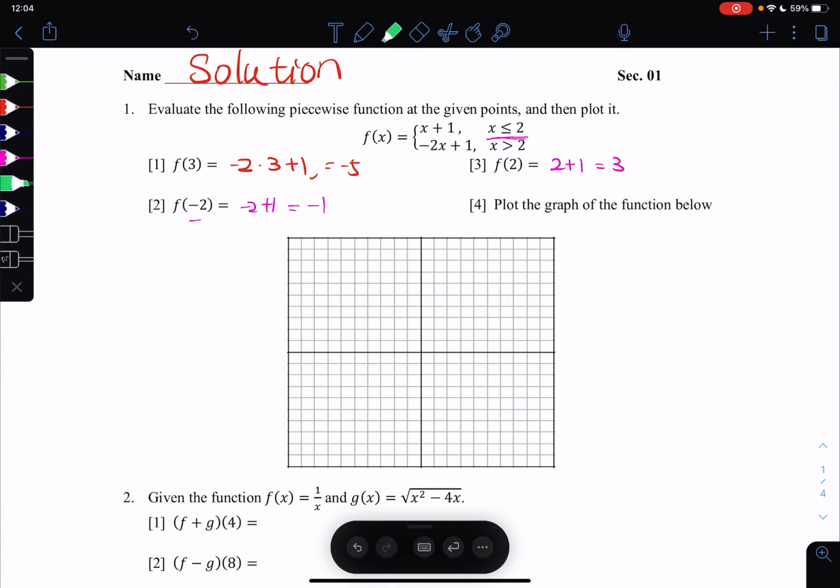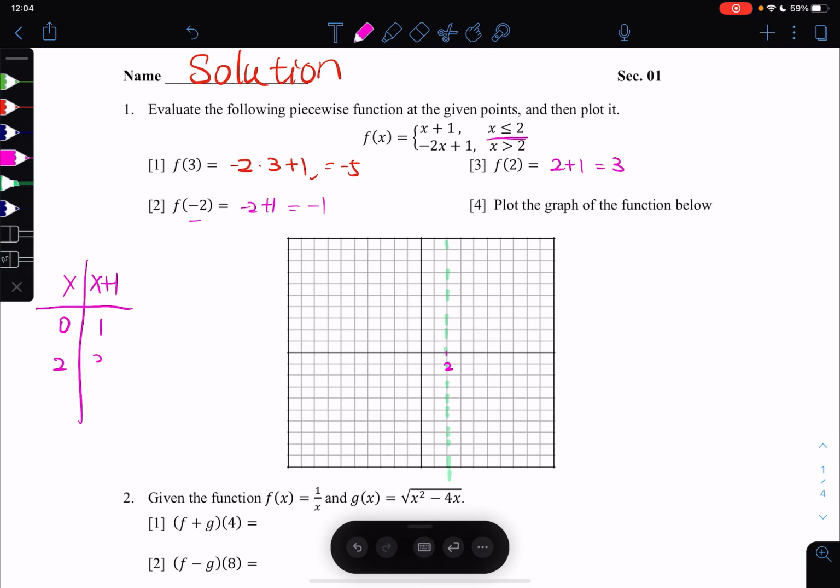In order to sketch the graph, I realized my function was cut at the point of 2, so I drew two different expressions, one on the left, one on the right, but they were separated at the point of 2. The one on the left is when x is less than or equal to 2, the graph of x plus 1. When input is 0, my output is 1. When input is 2, my output is 3. And actually, when the output is 0, my input is -1.